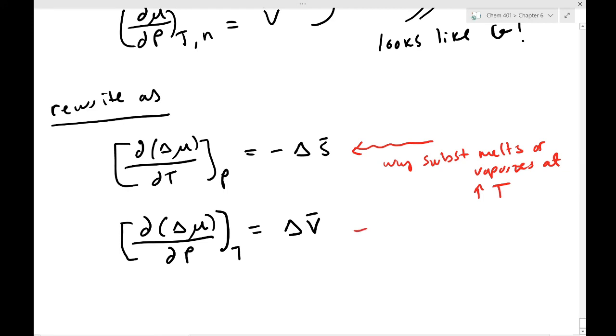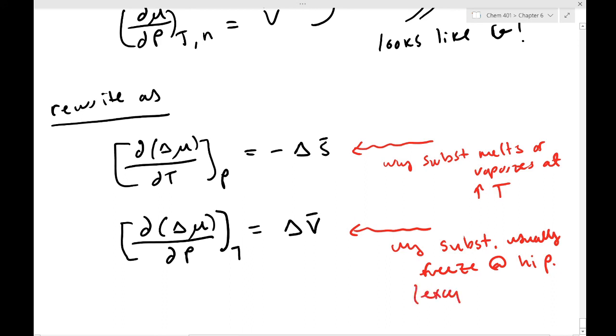And the second one here explains why substances usually freeze at high pressures. Of course, this does not include water. At high pressures, the volume is condensed enough that it shows how the density of that solid must increase with the change in pressure. So it explains why it should freeze at high pressures.